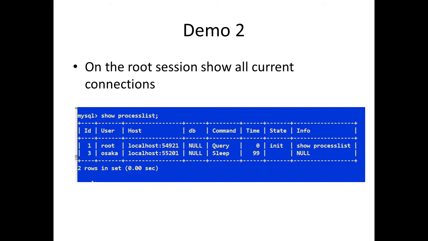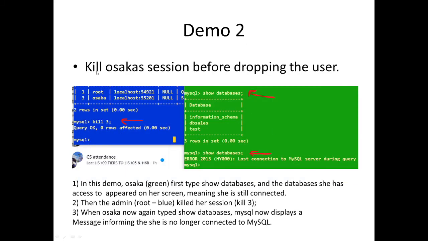On the root session, let us show all current connections. We can use show processlist. Or we also have another way, but that is discussed in another video. But the easiest way is to show processlist. If we show processlist, this will show the ID, the username, the host, DB, etc. So these are all the connected users. What is important here is that we can see the name of the user, Osaka, and the ID. It's important to know the ID. So what we're going to do now is to kill Osaka's session before dropping the user.